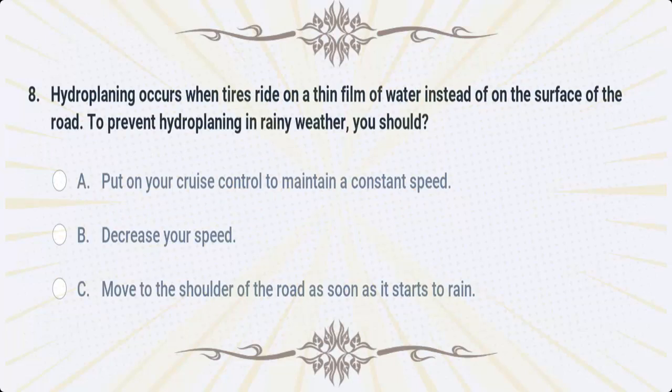Hydroplaning occurs when tires ride on a thin film of water instead of on the surface of the road. To prevent hydroplaning in rainy weather, you should A. Put on your cruise control to maintain a constant speed. B. Decrease your speed. C. Move to the shoulder of the road as soon as it starts to rain. B. Decrease your speed. In rainy weather, you should lower your speed to reduce the risk of hydroplaning. Driving too fast may cause your tires to ride up on the water and lose contact with the surface of the road, making it very difficult to control your vehicle.